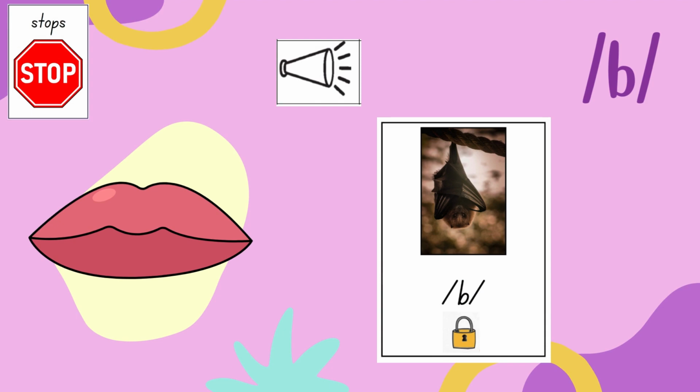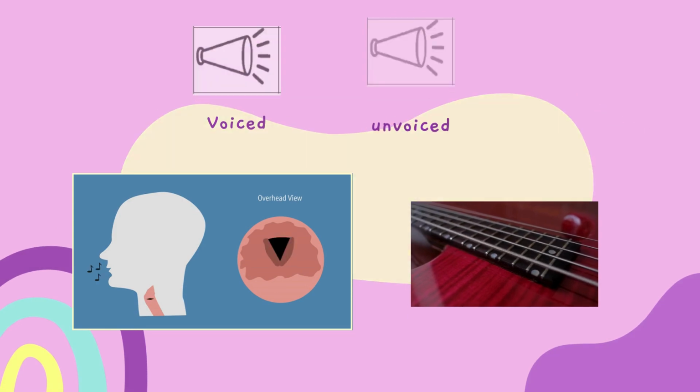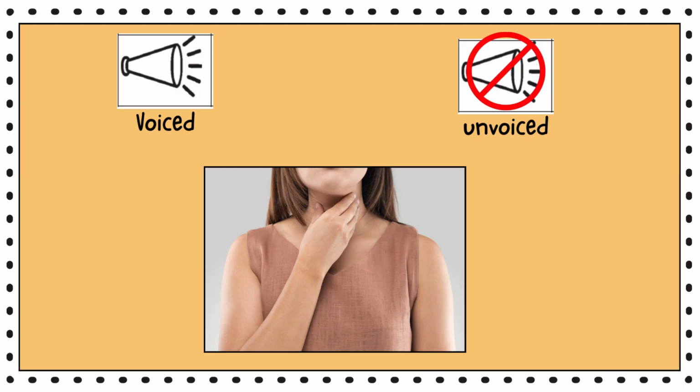Remember, when a voice is on, your vocal cords are being used and you will feel your throat vibrate and a sound is made. You can check your voice is on or off by placing your hand on your neck and feeling for vibrations when you say the sound. Remember, vibrate, on; no vibration, off. You try the sound b.